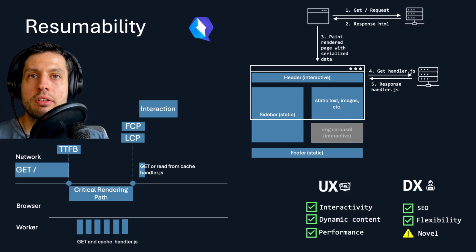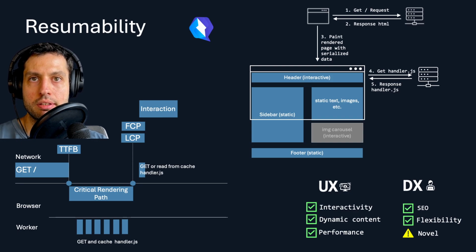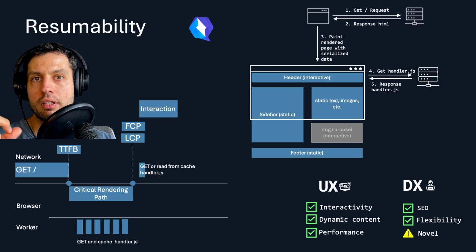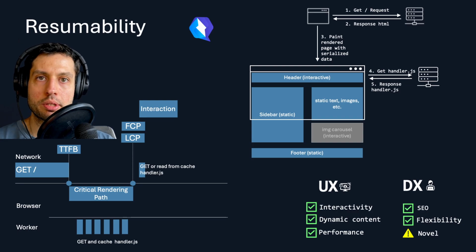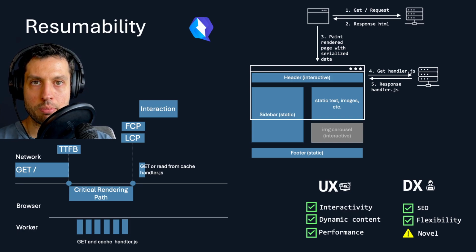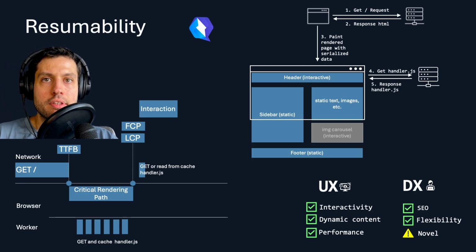And finally, when you need to interact with an element, for example, you click on a button inside of the header, you check if the event handler for that button is already downloaded and cached. In that case, you use it, or you download it on demand, but this is very fast since it's only a couple of kilobytes. You don't need to download the whole framework, you don't need to download the whole component, just the handler for that button. So here, the time to interactive is almost immediate, or it looks like it's immediate to the user.